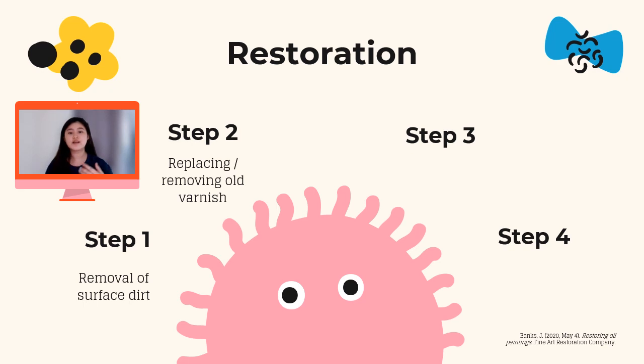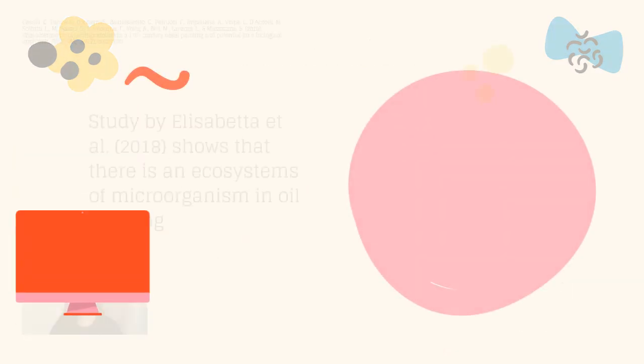Then they will replace and remove the old varnish, which is yellowish in color, with a clear varnish. Then they will replace or restore the missing section of paint or pigment that has been lost. Lastly, they will restore the painting damage, like maybe the tears and holes of a canvas.